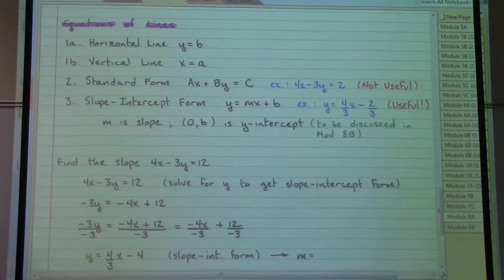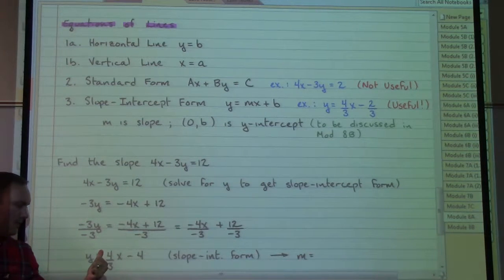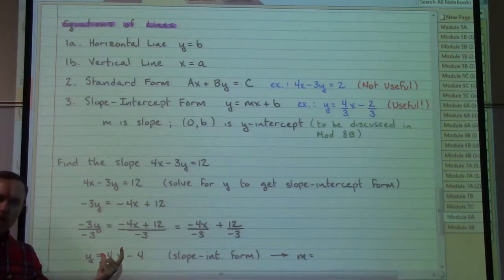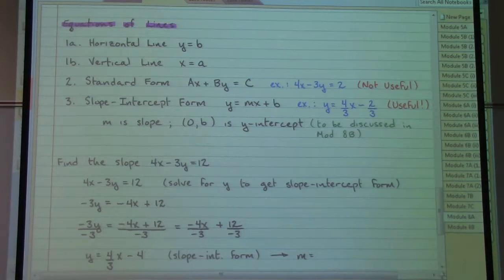The part of this equation that we wanted to report was the slope, and the slope is the thing that appears in between the equal sign and the letter x. So the slope in this particular case is 4/3.